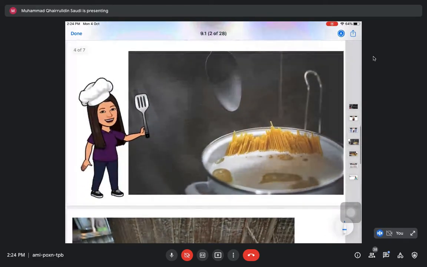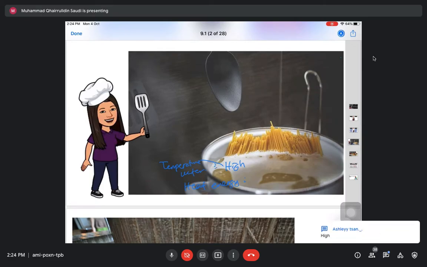So this is a picture of a spaghetti. Kita nak masak spaghetti, kita rendamkan di dalam hot boiling water. So dekat sini the temperature of the water is high. How about the heat energy here? High or low? High. Good.